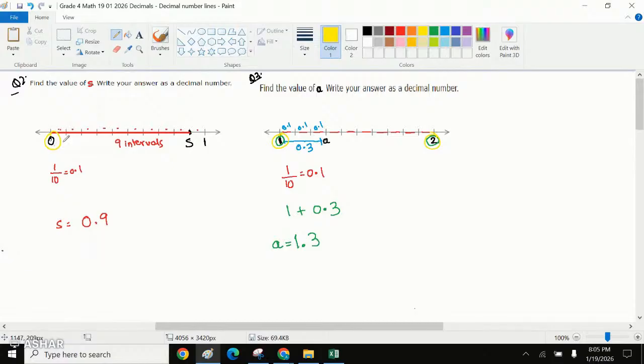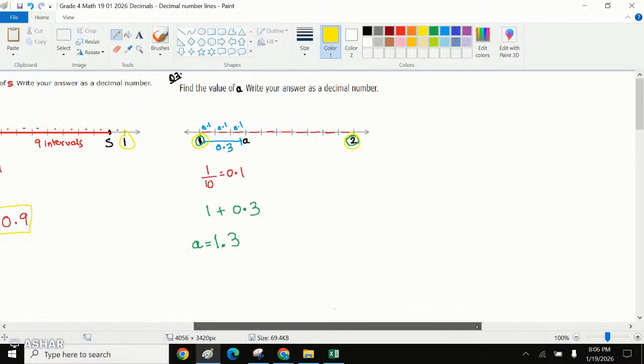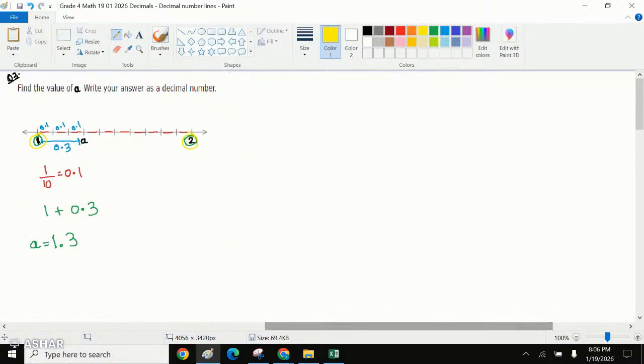In this previous question, it was starting at 0 and ending at 1. That means it was simply 0.9. But in question number 3, it was starting at 1 and going till 2. That means 1 plus the interval, that is 0.3. Okay. So what we are doing is using a number line and trying to find the decimal numbers on the number line. Okay. Let's try another question.